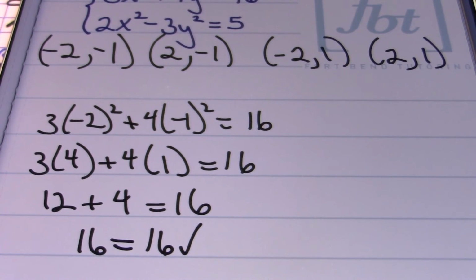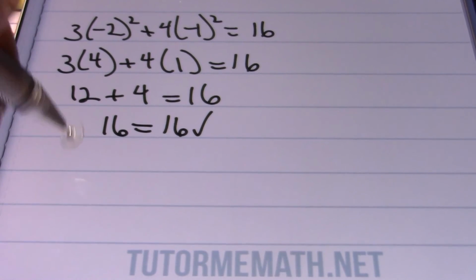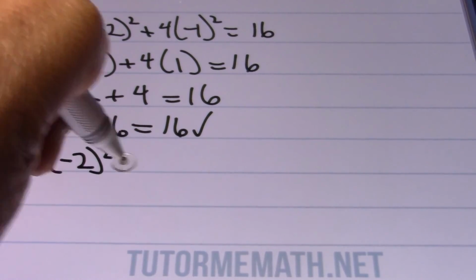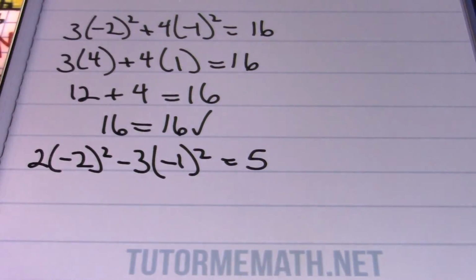So it definitely works in the first equation. However, it has to work in both equations. So let's check out that second equation now. We'll have 2 times -2 squared minus 3 times -1 squared, and this should equal 5.